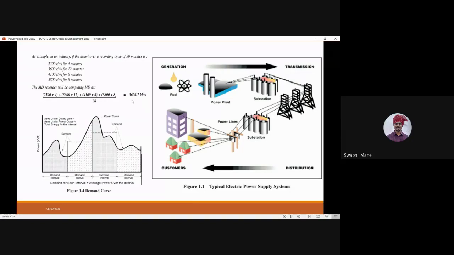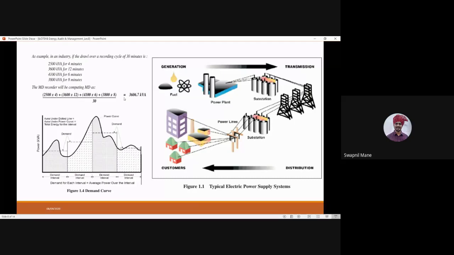If this value holds for the entire year, then the industry will go for a contract with the supplier. That is called the contract demand. So maximum demand is 3606 and the contract, let us say, is 4000 kVA. I make a contract with the supplier or distributor that 4000 is my contract demand. I will not use more than this.